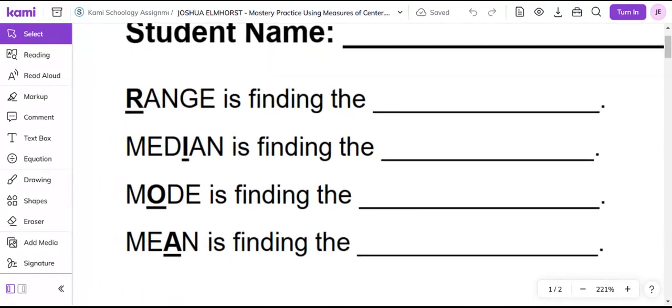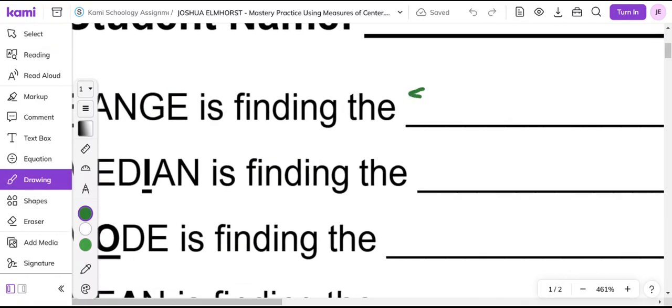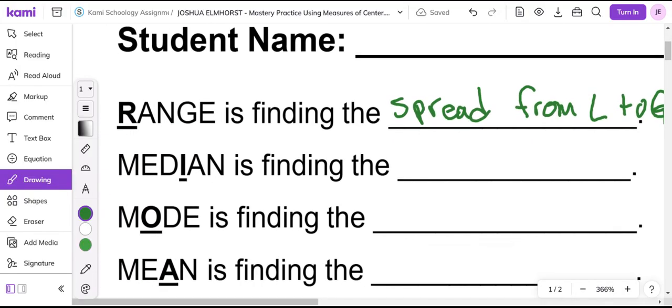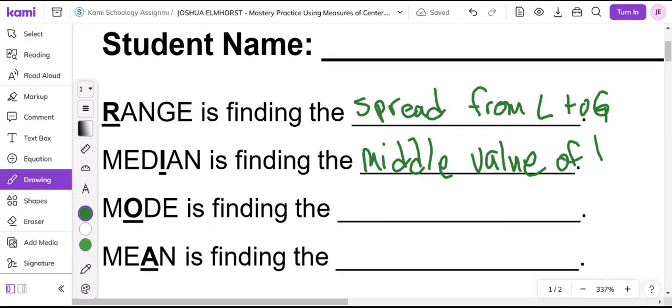What's another word for range? So we got the spread of the data from least to greatest. Okay, what's another word for median? It is the middle value of your data set.